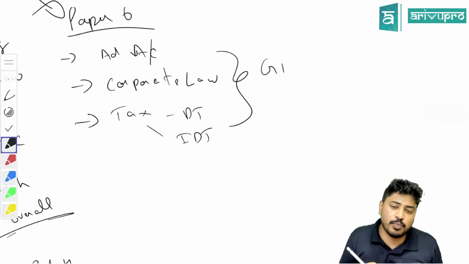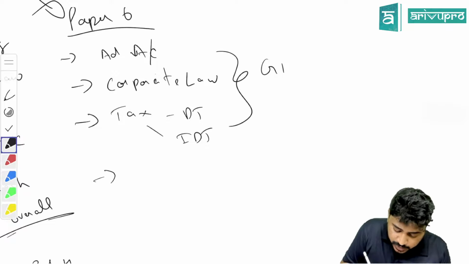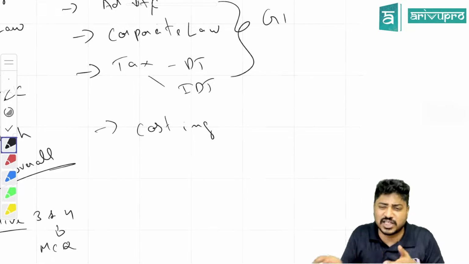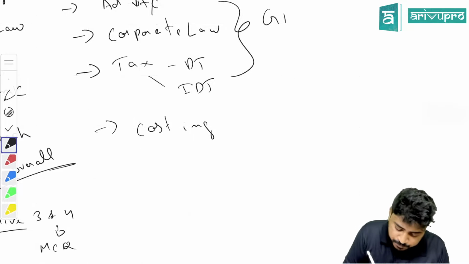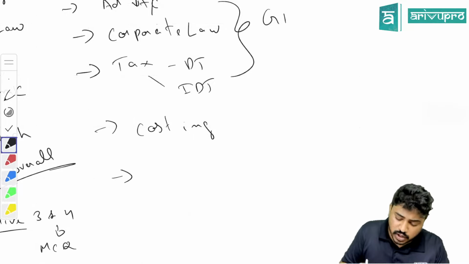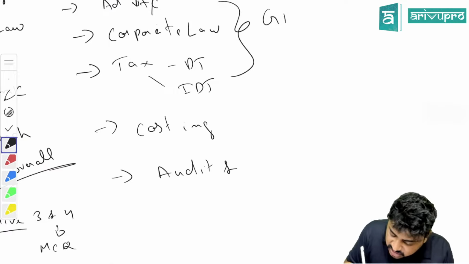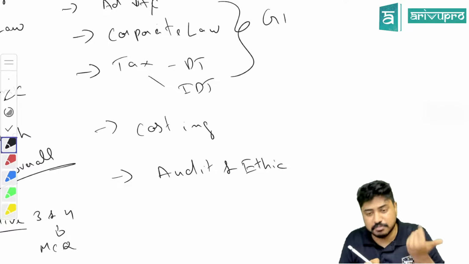This is group 1. Sir, what is group 2 then? Costing is starting, right? Cost and management accounting is starting group 2. Then what we have is audit and ethics. Yes, ethics have combined. They have come back.